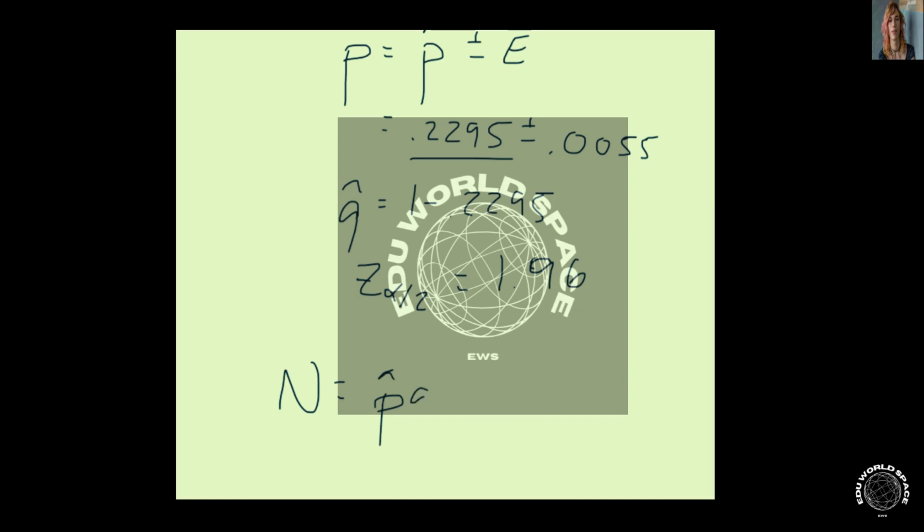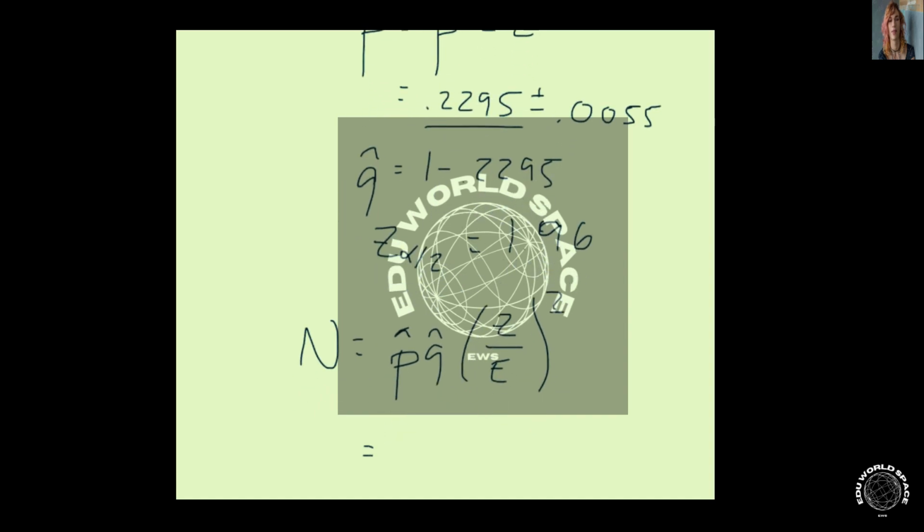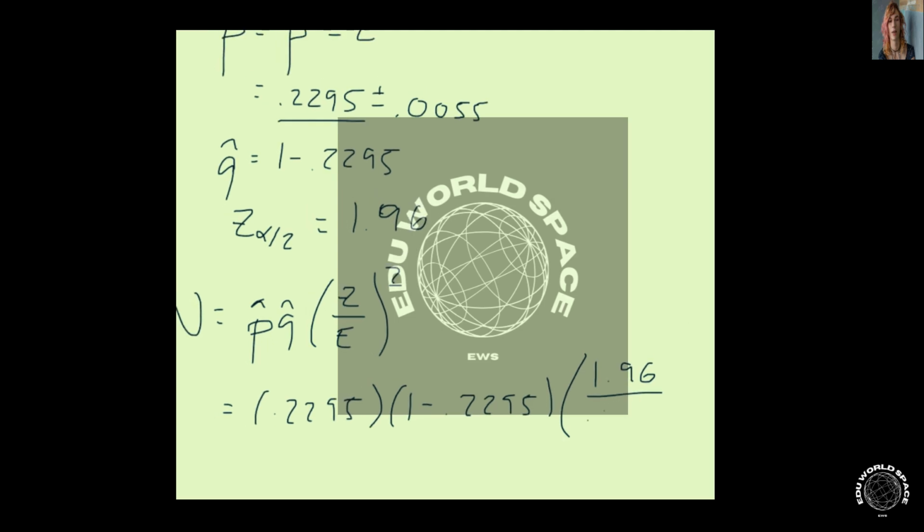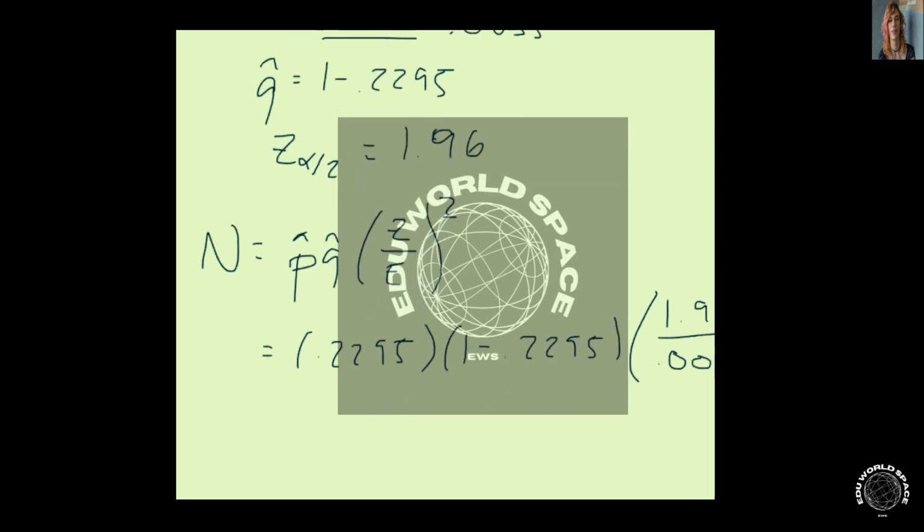N is equal to p hat q hat times the z-score over the standard error, all squared. Again, p is 0.2295, q is 1 minus 0.2295, our z-score is 1.96, and our error is 0.0055. We're going to square that. Plugging this into a calculator, we get a pretty large number.